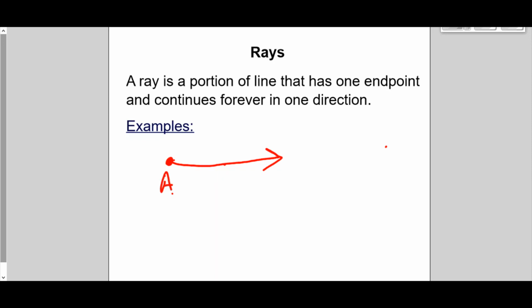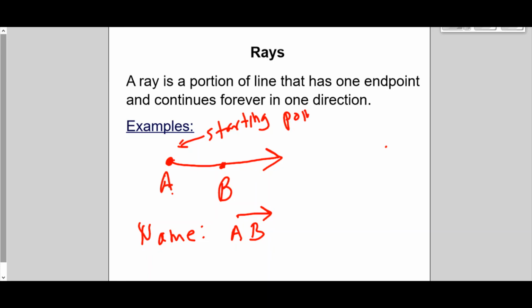But I would need another point on a line, let's call it B. We would call this ray AB. So the way we would name it is we would put an arrow. So we would have a line with one arrow that points, in this case, to the right. And the first point is going to be the starting point. So it's going to be A. And then the other point will be another point in the line, which is B. So this is the starting point. So this is where the ray starts. So this is example one, first example.